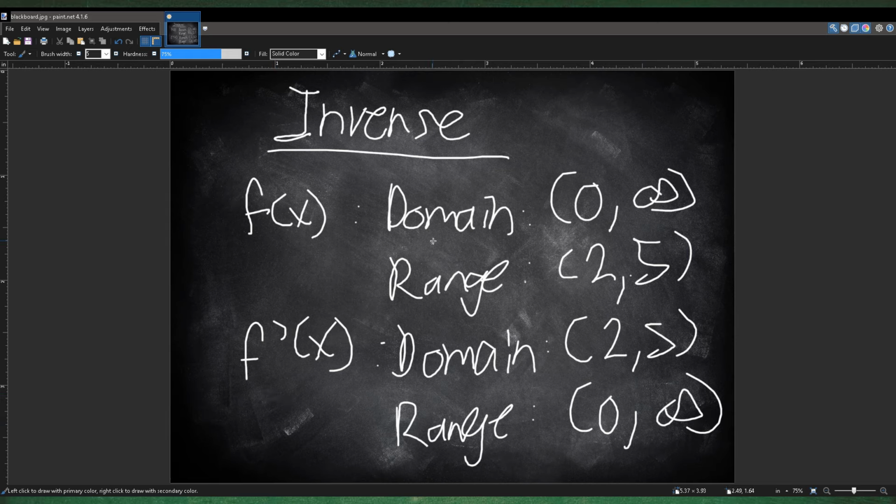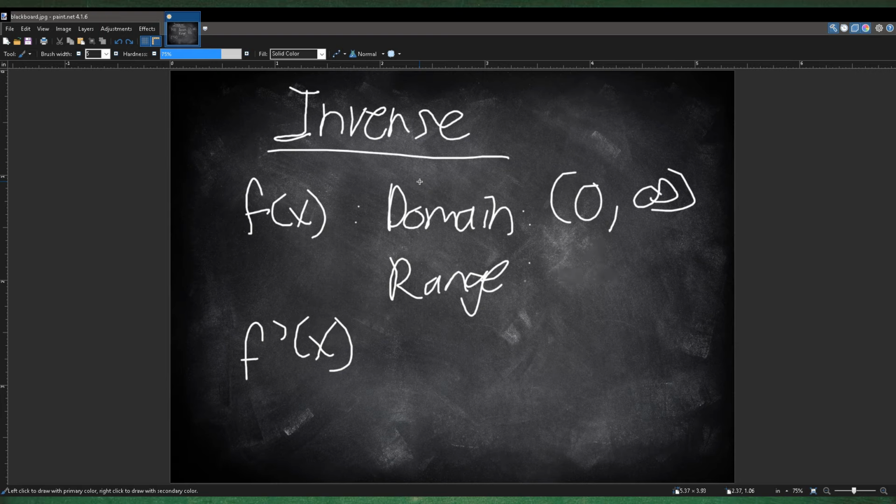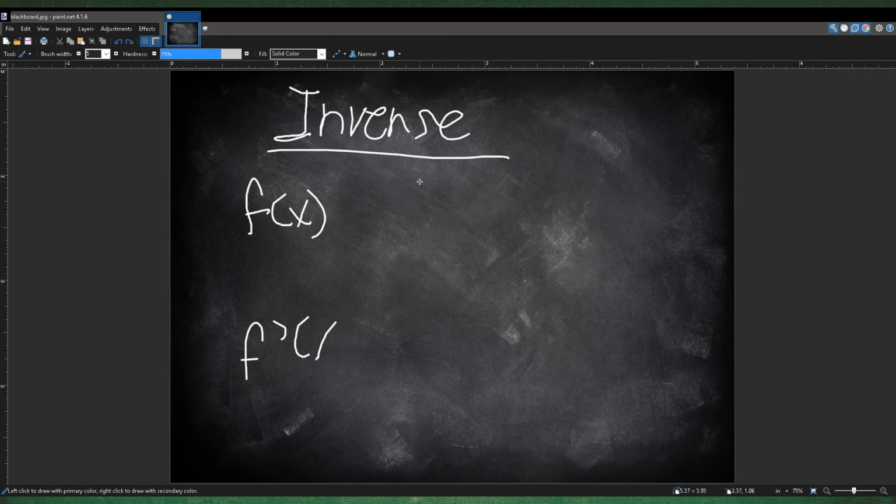It reverses the domain and range. So the domain of f of x will become the range of f prime of x, and the range of f of x will become the domain of f prime of x. You see how they switched? Yeah, so that's how it works for inverses. So those are the basic properties you need to know for composite functions, one-to-one functions, and inverse functions.